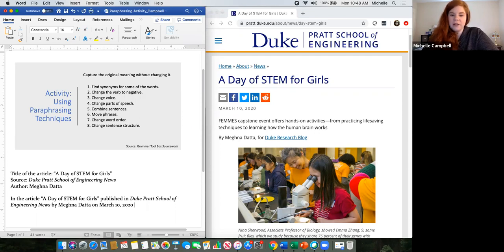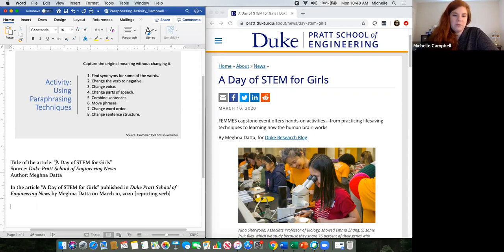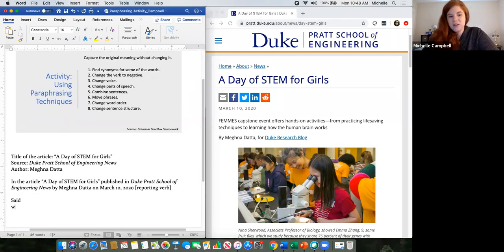And then whatever comes after this, I'm going to just put here as a reminder, I need a reporting verb. So a reporting verb is a special class of verb that gives us information about who said what. So a reporting verb, for example, might be said, wrote, reported, explained, something like that. So I need to choose a reporting verb when I begin writing.